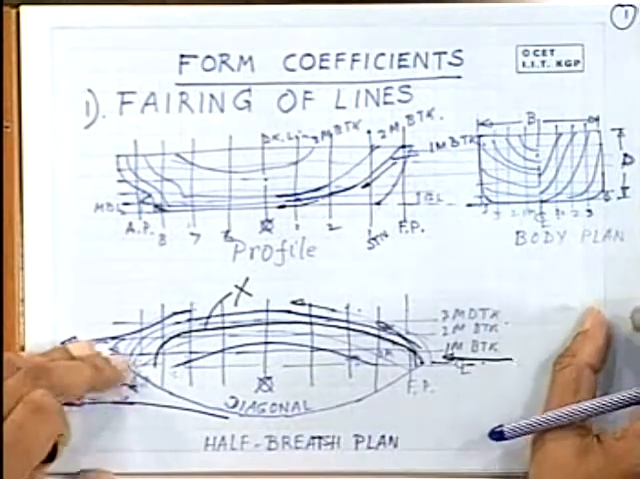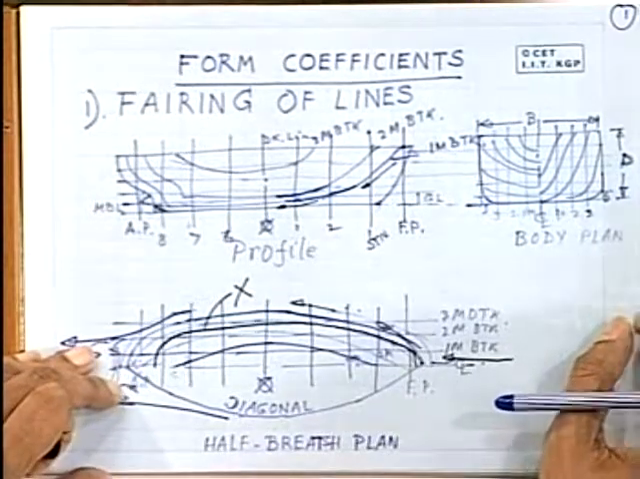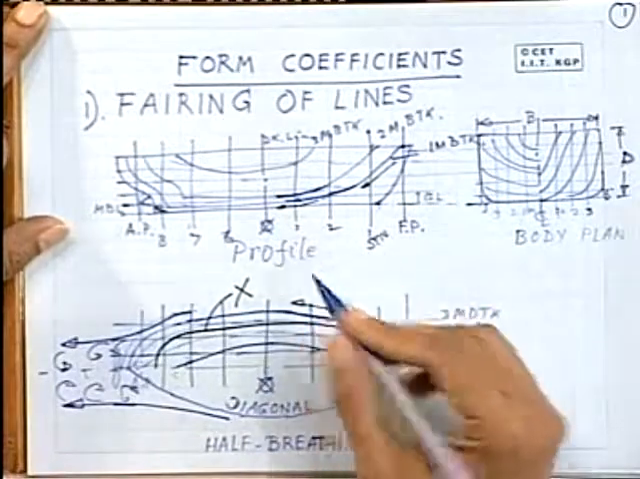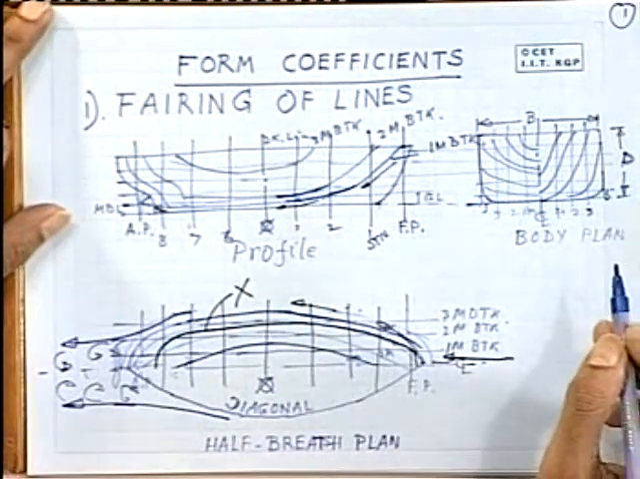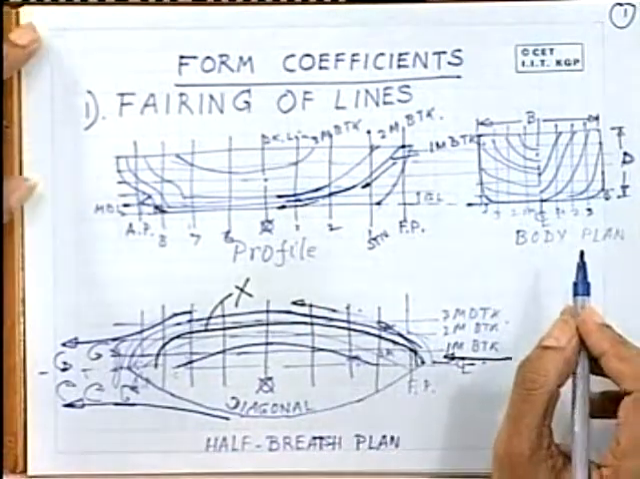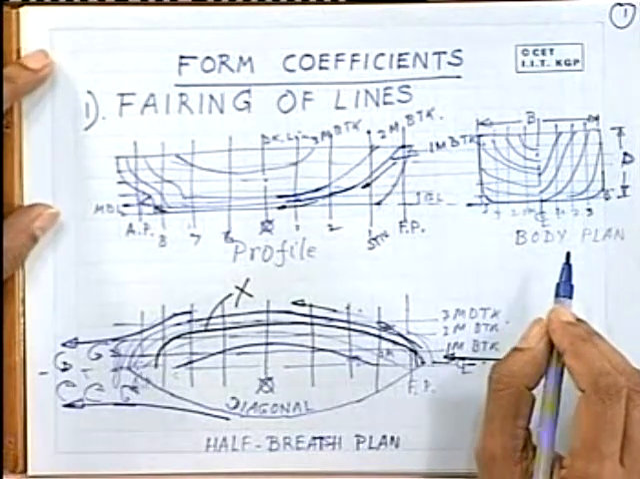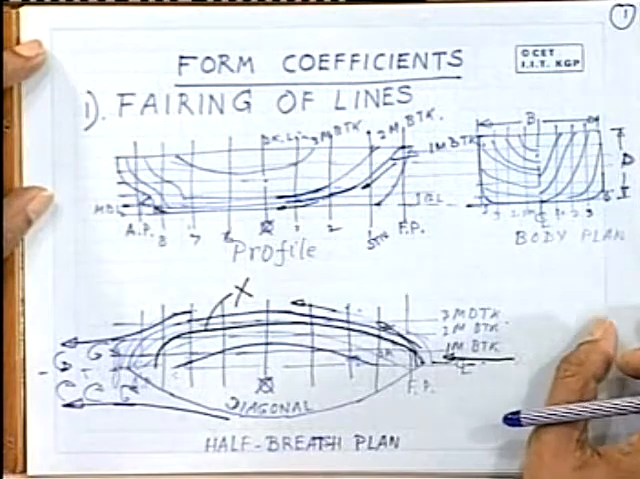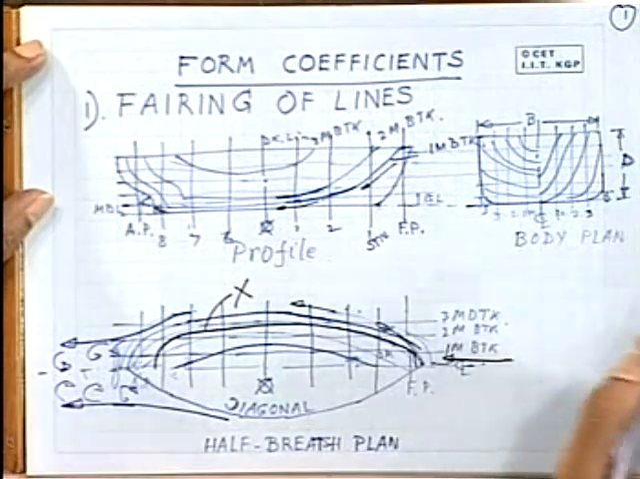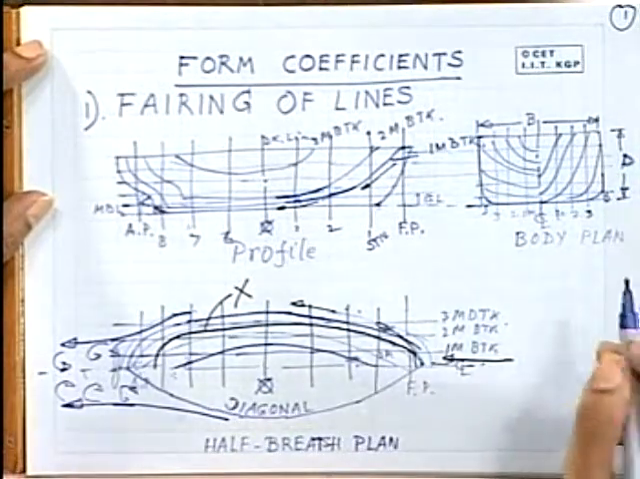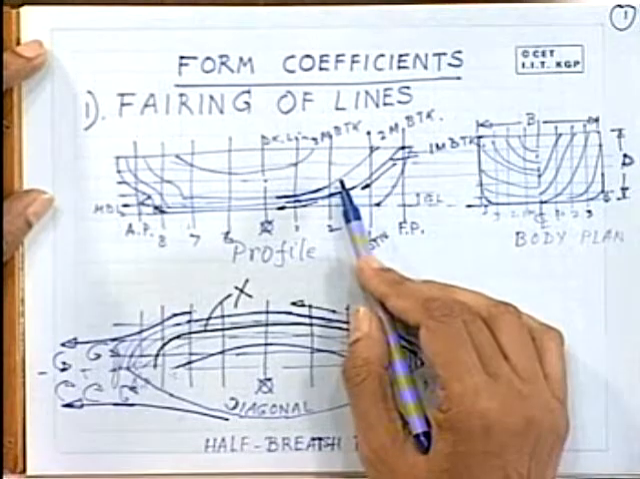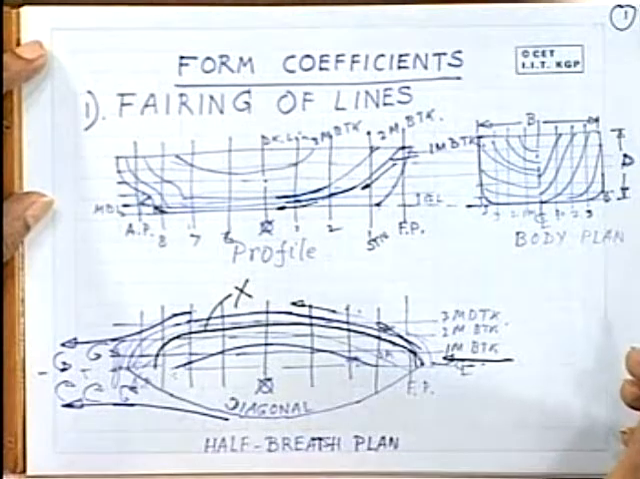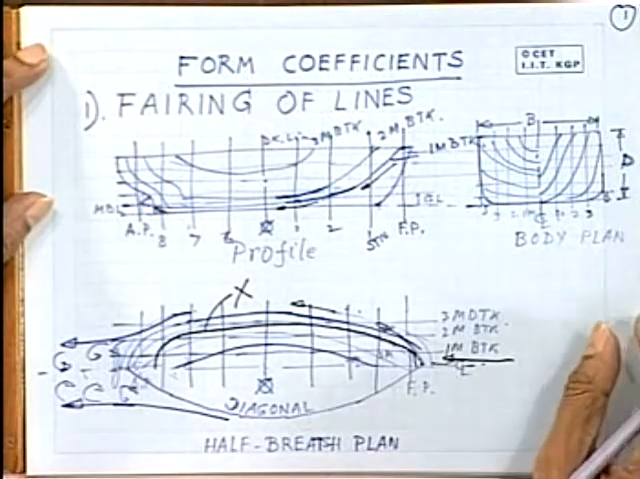Now, technically after the lines have been drawn, that is the lines, your profile, half breadth plan and body plan, these are nothing but the orthogonal projections. In my first class I have talked that it follows a pattern called, in three-dimensional geometry, first angle projection. So this is nothing but the elevation, half breadth plan is a plan, and body plan is nothing but the side elevation. So that you should remember.